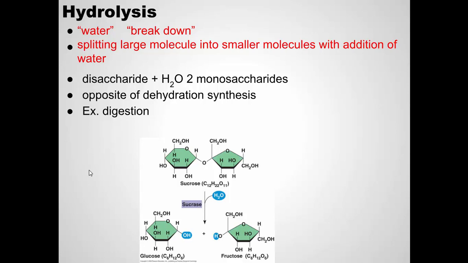So sucrose, table sugar, is made of glucose and fructose. This enzyme sucrase allows that to happen. So we need to add water to split a disaccharide. We need to release a water to join a disaccharide. It's the same process, it's just the opposite. So this is an example of digestion, breaking a larger molecule into 2 smaller molecules.